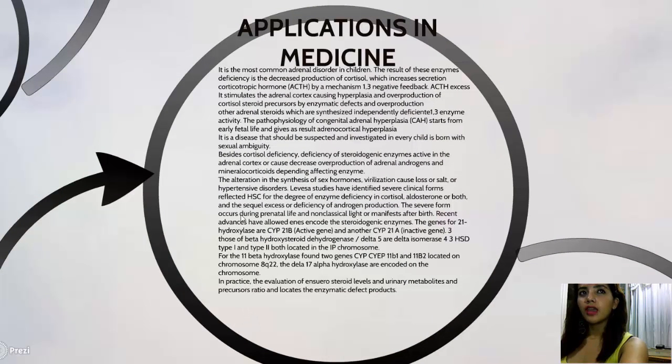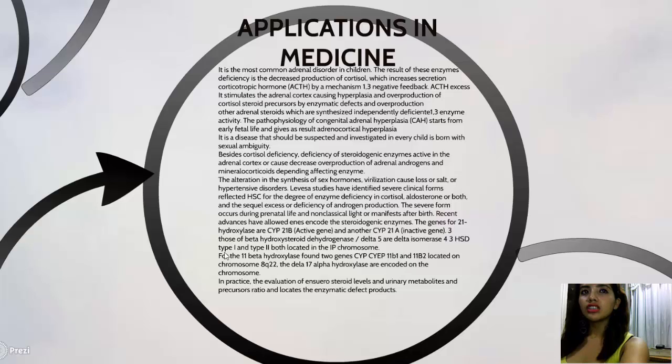Application in medicine. It is the most common adrenal disorder in children. The result of this enzyme deficiency is the decreased production of cortisol, which increases secretion of corticotropic hormone by a negative feedback mechanism. ACTH excess stimulates the adrenal cortex, causing hyperplasia and overproduction of steroids. By enzymatic defects and overproduction, other adrenal steroids, which are synthesized independently, are affected by the deficiency of enzyme activity.